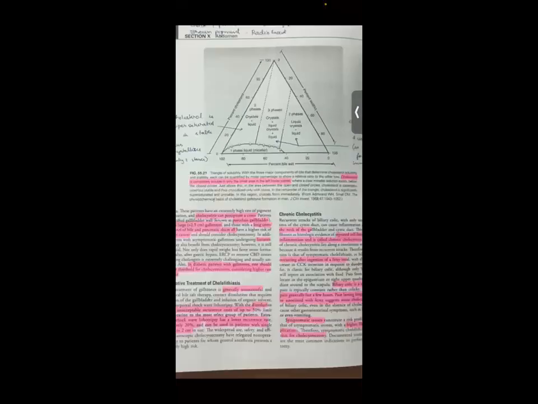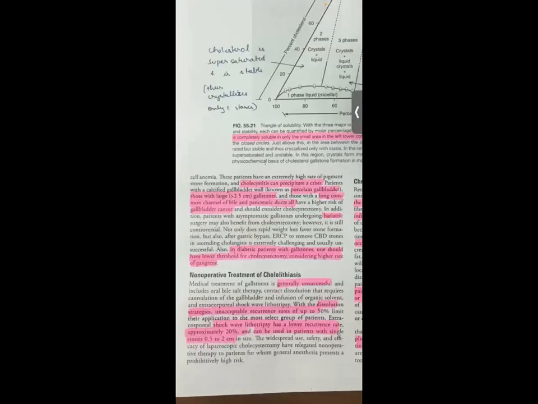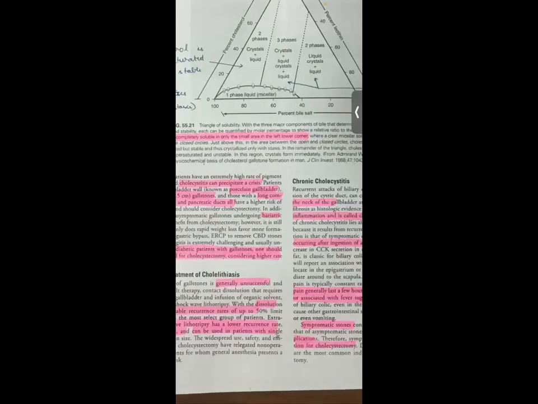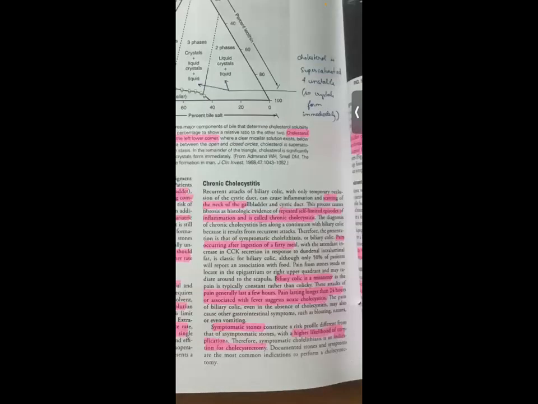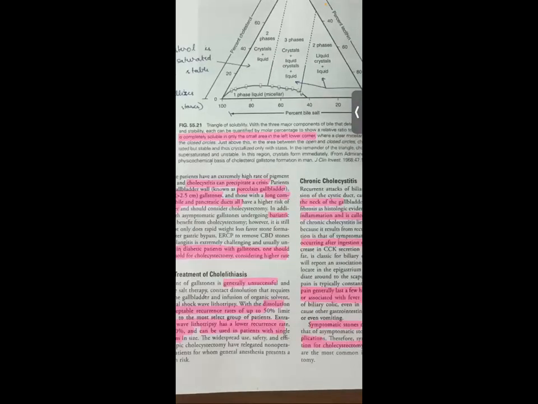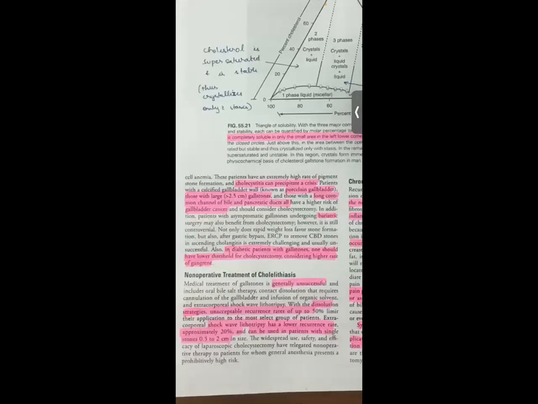Non-operative treatment is dissolution therapy. Dissolution therapy is not accepted because there is a 50% recurrence rate. Extracorporeal shock wave lithotripsy has a lower recurrence rate, approximately 20%, and can be used in patients with a single stone, with a size criterion: only 0.5 to 2 centimeters. The agent used for dissolution therapy is methyl tert-butyl ether. Okay, sir. Contact therapy. Okay.